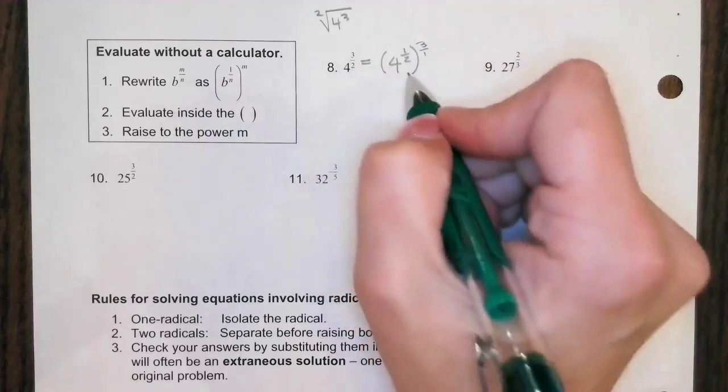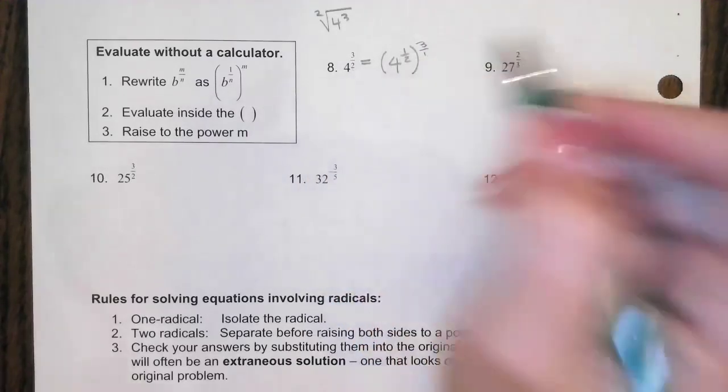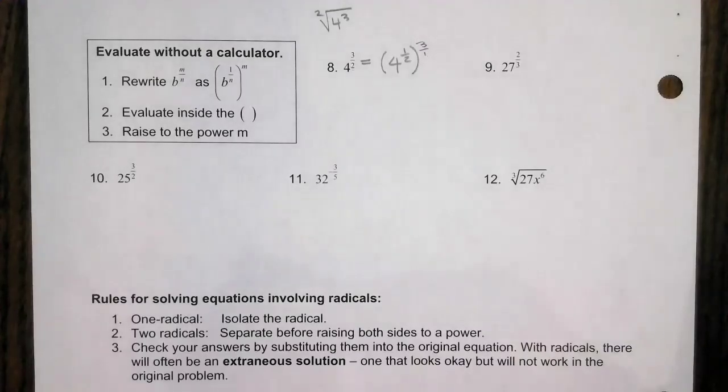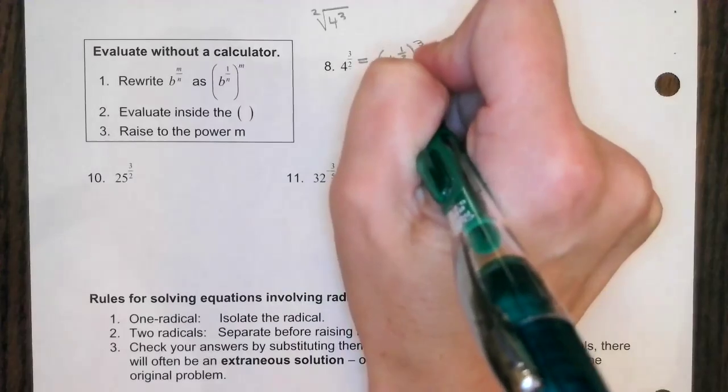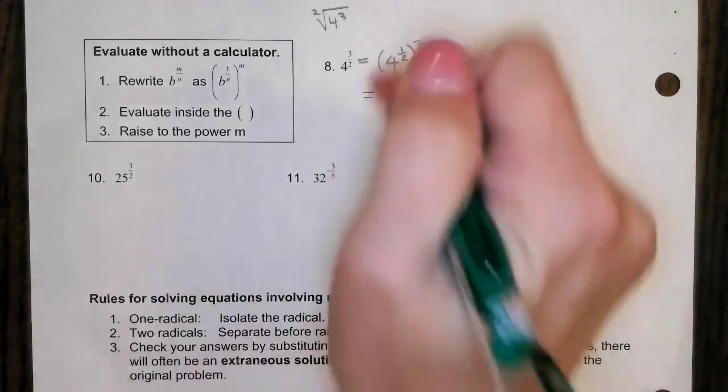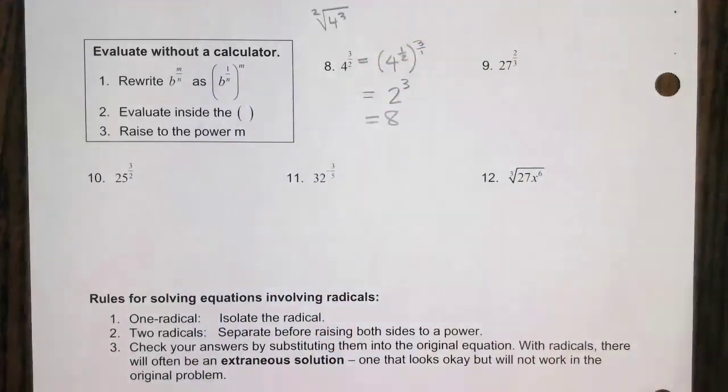We're back right here. But this can be simplified because we know that to the 1/2 power is the square root. And so the square root of 4 is 2. So we are left with 2 to the 3rd power, which is 8.